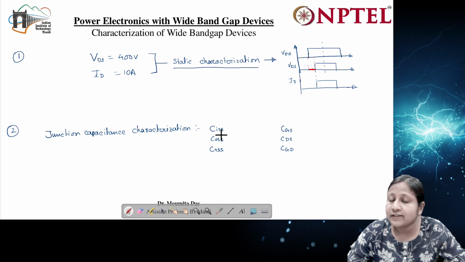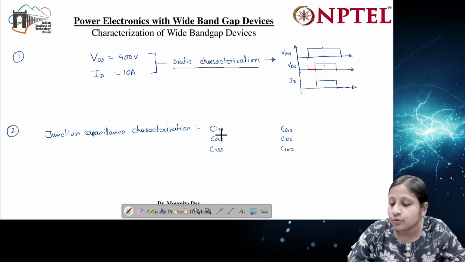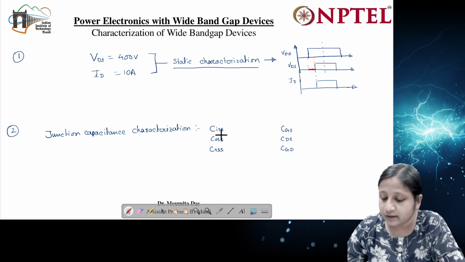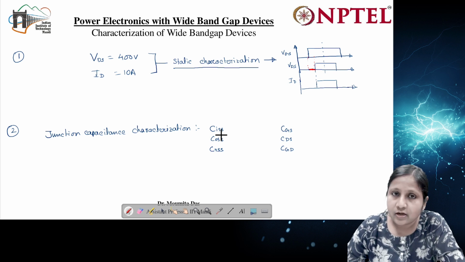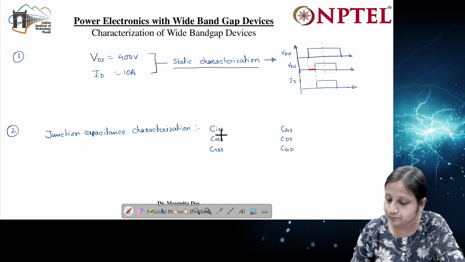Silicon devices generally have a higher value of these parasitic or junction capacitances, higher than that of silicon carbide and GaN, and silicon carbide will have higher capacitance than that of the GaN device. So since the GaN has much lower junction capacitance, that is why this device is suitable for high frequency operation.